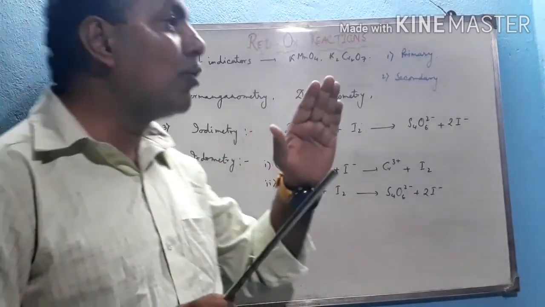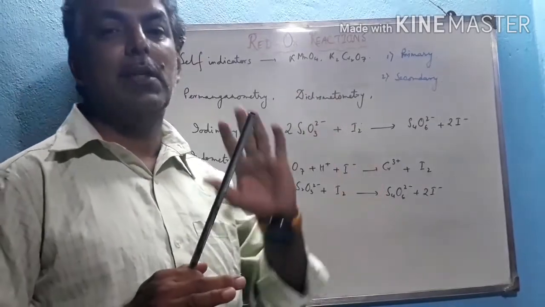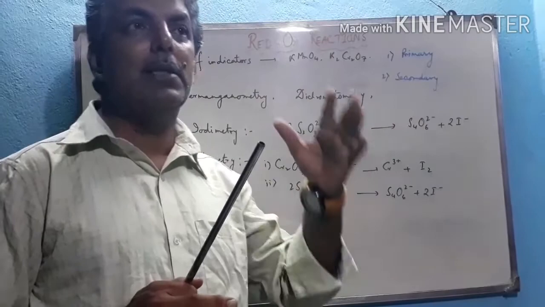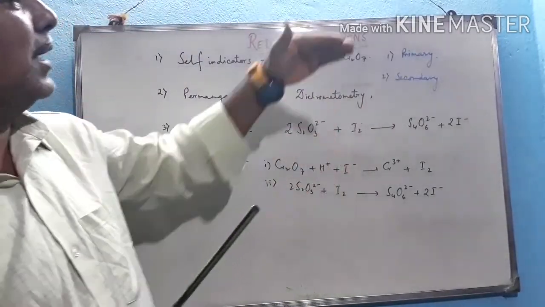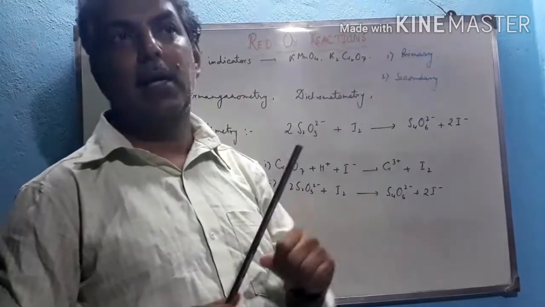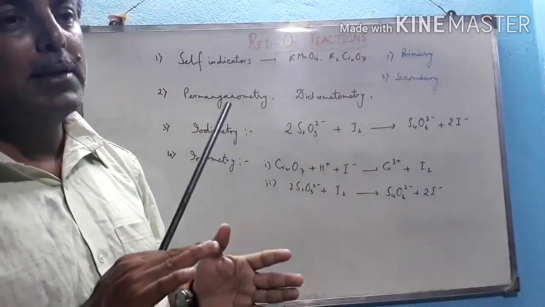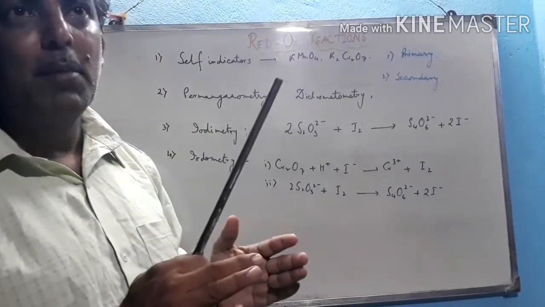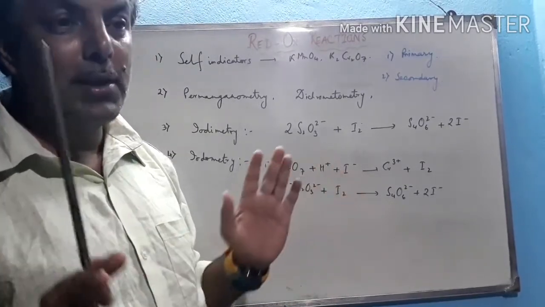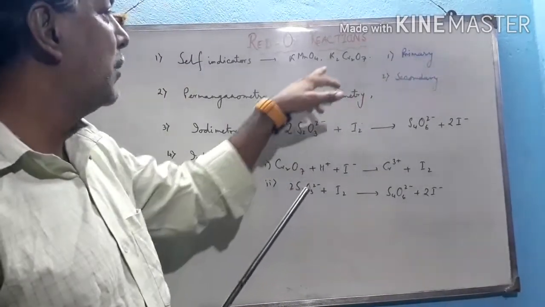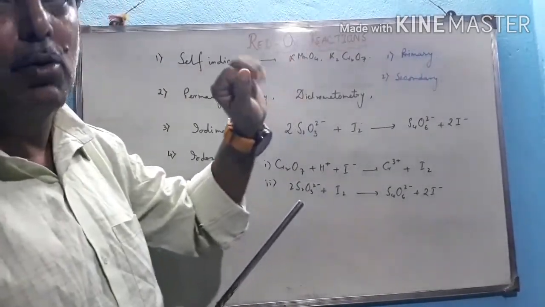So which are called the standard solutions? Standard solutions are those solutions with respect to which we can standardize, that is, calculate the strength of a given solution. Now there are two different types of standard solution: one is primary and the other is secondary. A primary standard never changes its strength with respect to time or with respect to the condition in the laboratory. Such primary standards are potassium dichromate and oxalic acid.